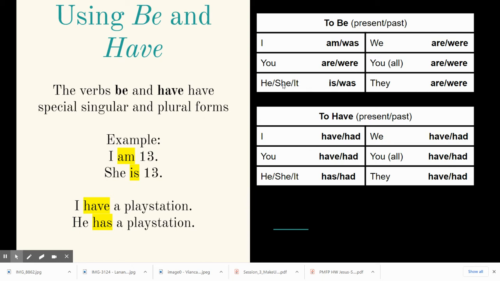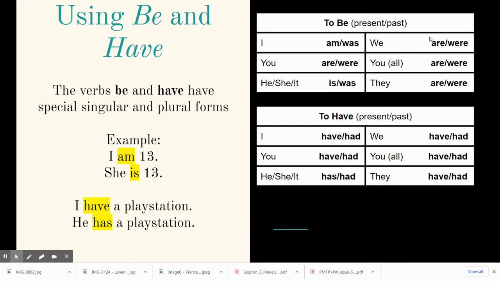Let's look at the next one. If the subject is either he, she, or it, the verb in the present tense will be is, and in the past tense, was. She is 12. She was 11 last year.